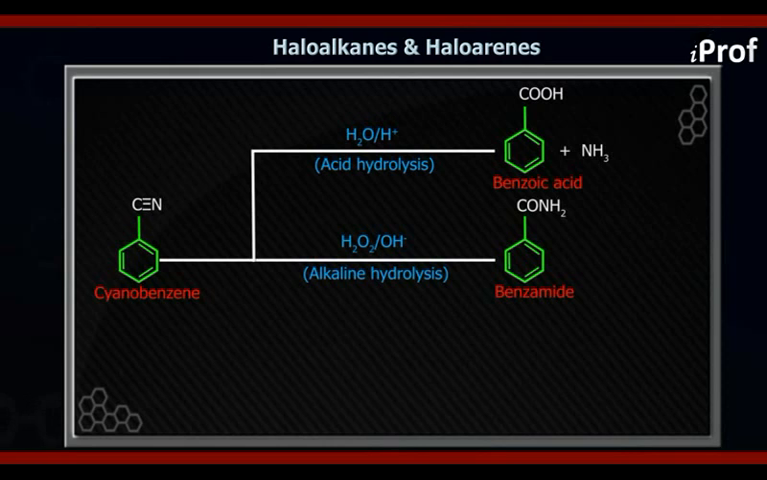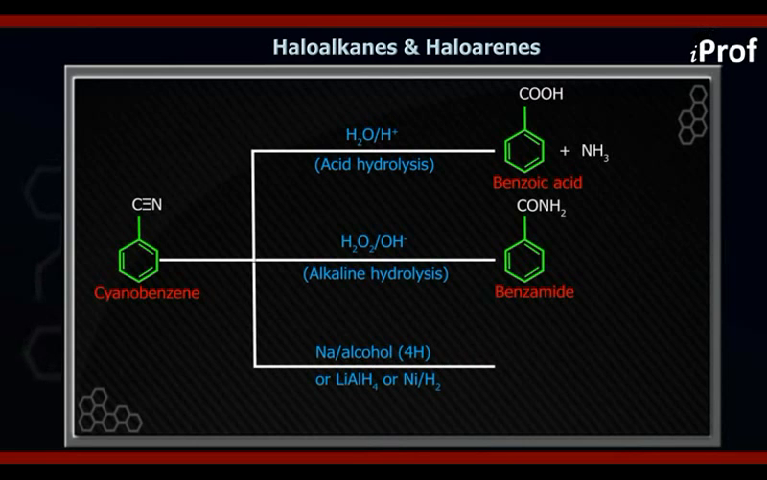For the basic hydrolysis, the reagent we use is hydrogen peroxide, H2O2, in the presence of OH negative. And when you react RCN or ArCN, that is aryl cyanides, with sodium in the presence of alcohol, in organic chemistry, when we say alcohol, by default it means we are adding ethanol. So when you take sodium and ethanol, it reduces the C triple bond N to the 1 degree amine, and therefore it forms RCH2NH2.